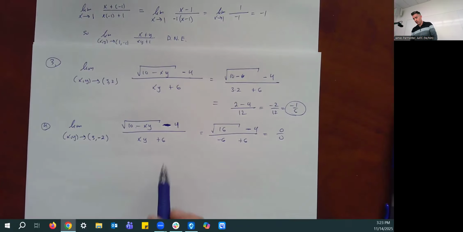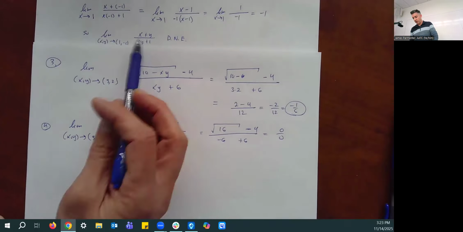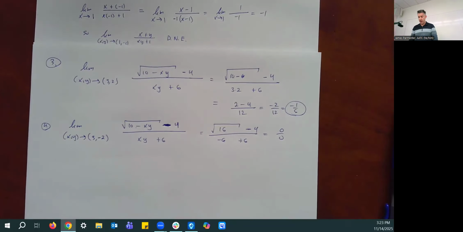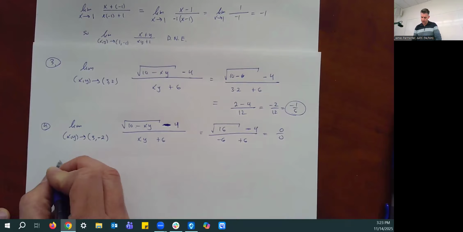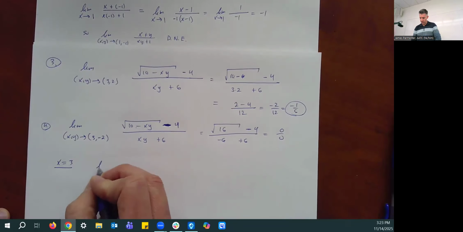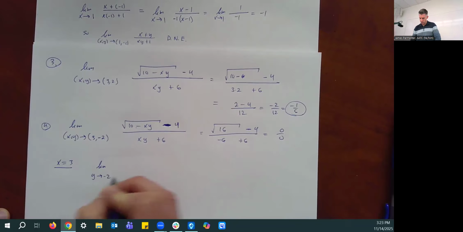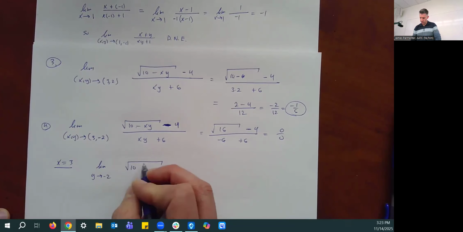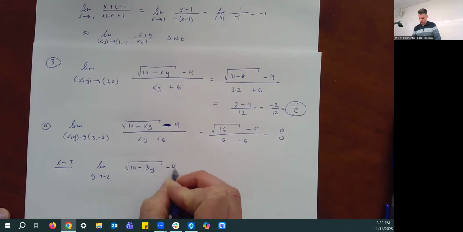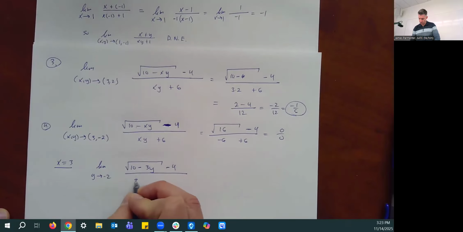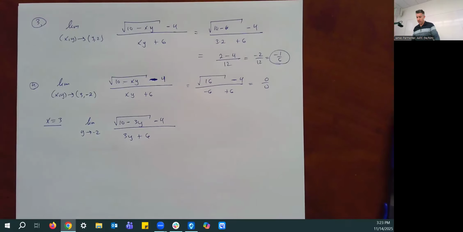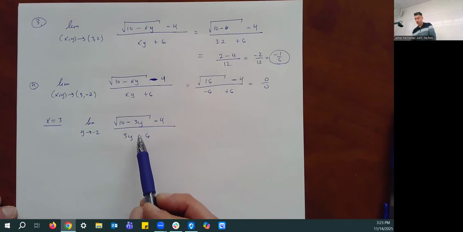So here, unlike the previous one where you could try some different paths, you could try the path x equals 3 and y equals negative 2, but it's kind of super annoying. In fact, if you try the path x equals 3, you're going to have the limit as y approaches negative 2 of the square root of 10 minus 3y, minus 4, over 3y plus 6. What you would do here, I'm not going to do it because I don't want to do all the work, is we would try to evaluate this 0 over 0 type of limit, because it's still 0 over 0 if you plug in negative 2.